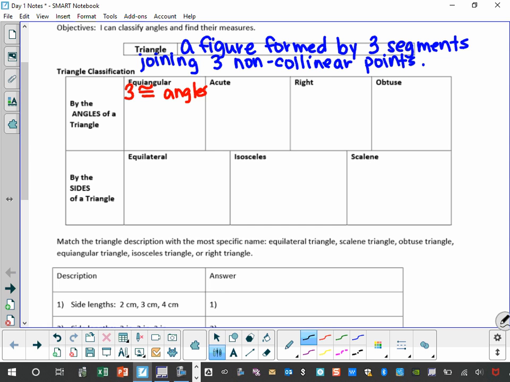So, if it's equiangular, I want you to draw a little triangle here. Make sure it fits into the box, just like mine. That means that all of my angles are equal, so make these little congruent arcs there. Those arcs mean that they are all equal.